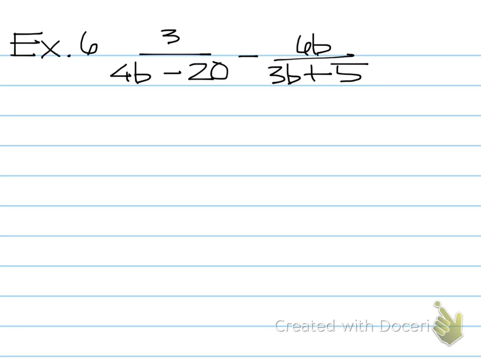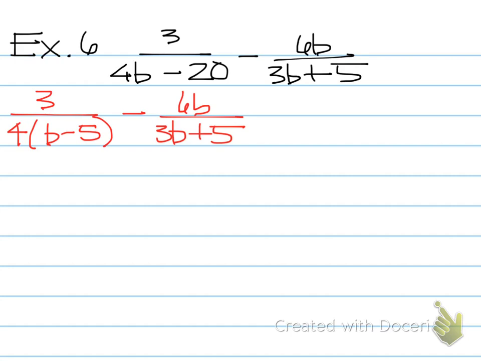Number 6, factor the denominators. The only thing we can factor is that first denominator. We can factor out a GCF of 4. When we factor out the 4, we're left with b minus 5. And then determine what the LCD is. The LCD is 4 times b minus 5 times 3b plus 5.